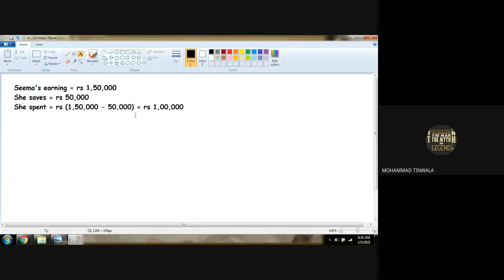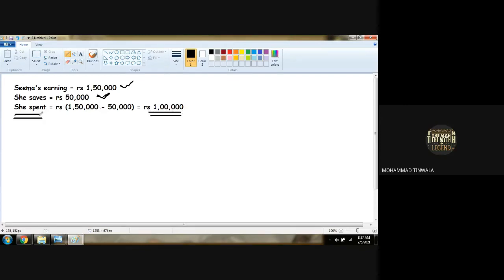What are the things required? To find the ratio, the required things are Seema's earning, which is given in the question, and what she saves, which is given in the question. What she spent was not given. So to find how much she spends, if we subtract the amount she saves from what she earns, you will get the amount she is spending. Are you getting my point? Yes. So we got the amount she spent.